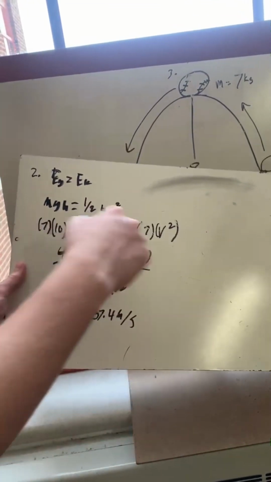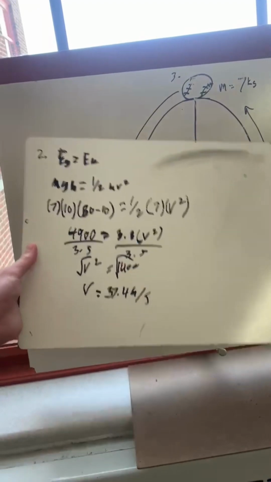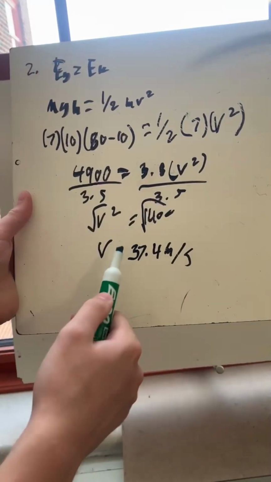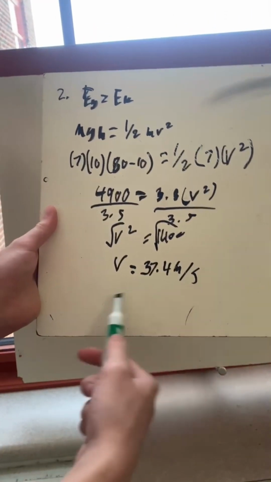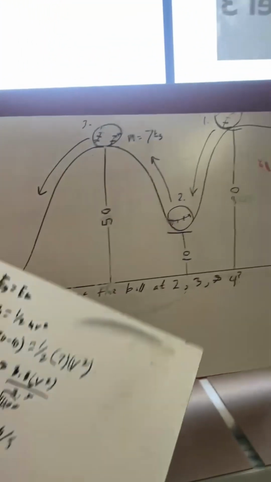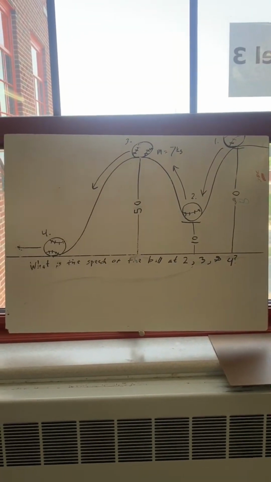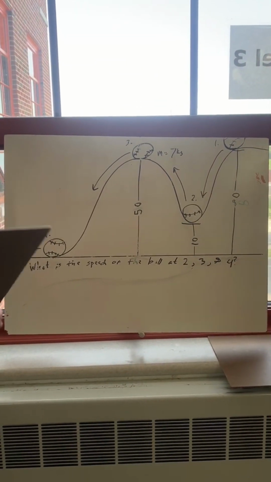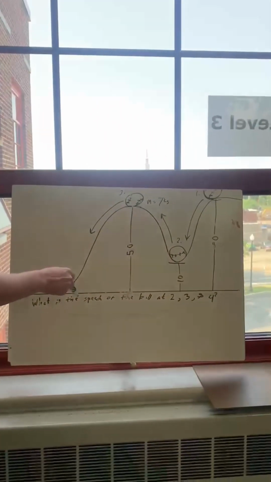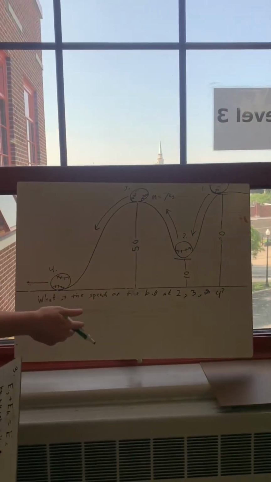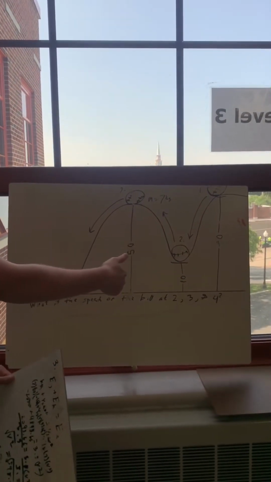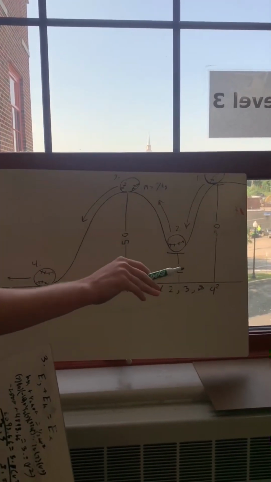Crunch the numbers, and you get 37.4 meters per second is the velocity. So at 2, it is traveling at 37.4 meters per second. Before we move on, it is important to remember that this is a frictionless surface, I know we didn't write that in the problem, and air resistance is negligible.